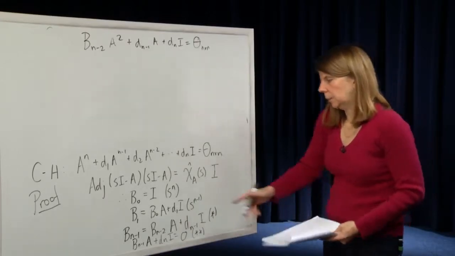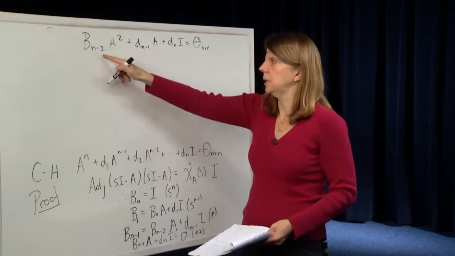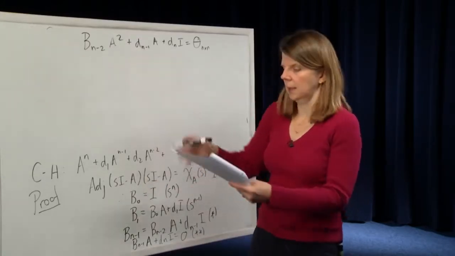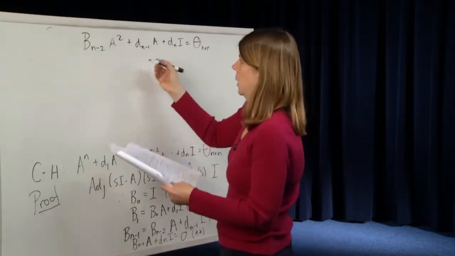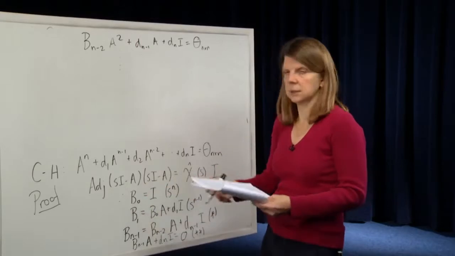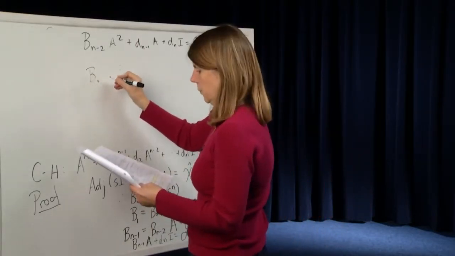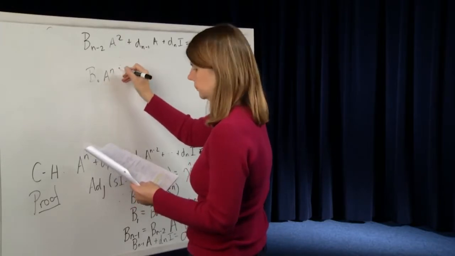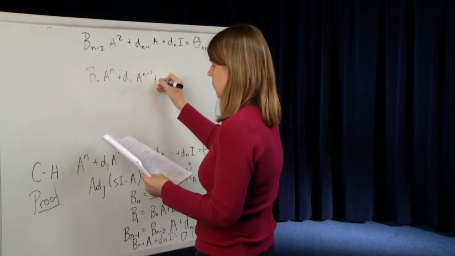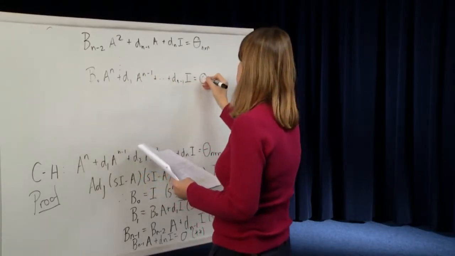Okay, and now we step up and go to the B_{n-2} equation, and we get an expression for B_{n-2} A squared from that previous equation, simplify it, and plug it in. So we can sort of go all the way back up the chain until we end up with B0, and we get B0 A to the n plus d1 A to the n minus 1 plus up to d_n I is equal to the 0 matrix.